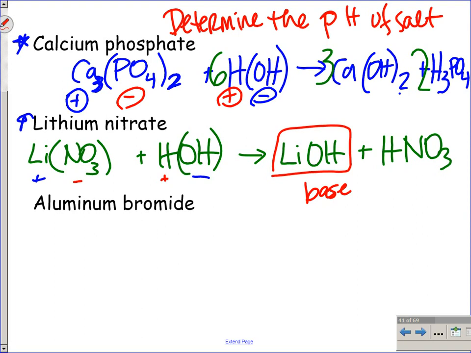Loud and proud. How do you know it's strong? It's in the little b, right? It's one of the 8 strong bases because you have that memorized. It's not going to say, hey, I'm strong. You have this memorized. Okay?